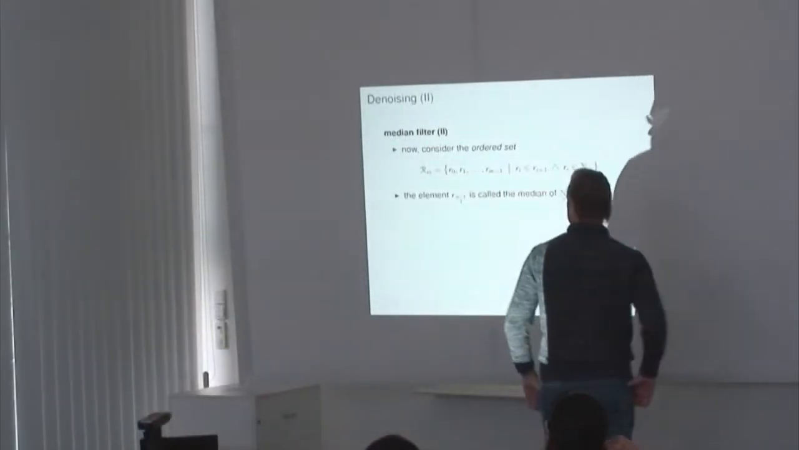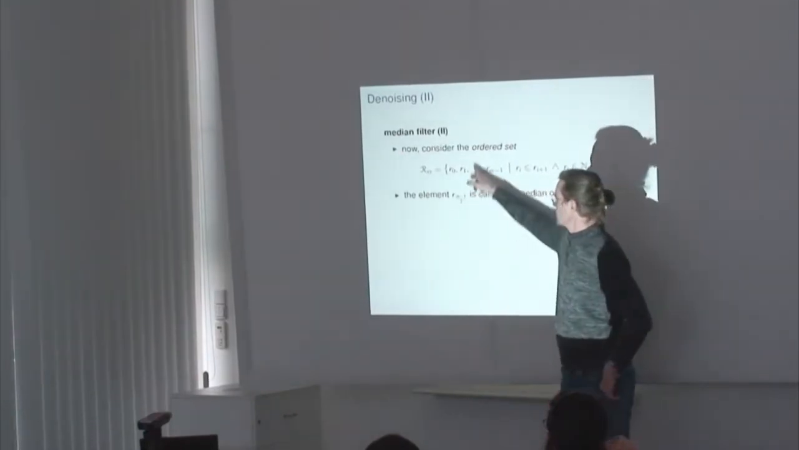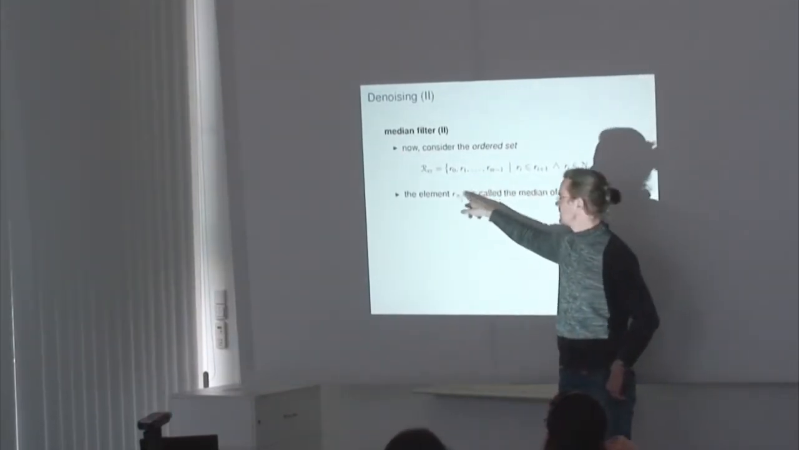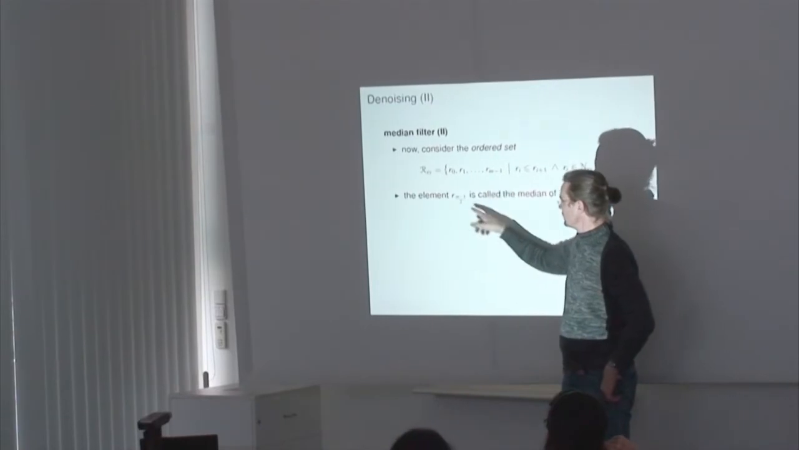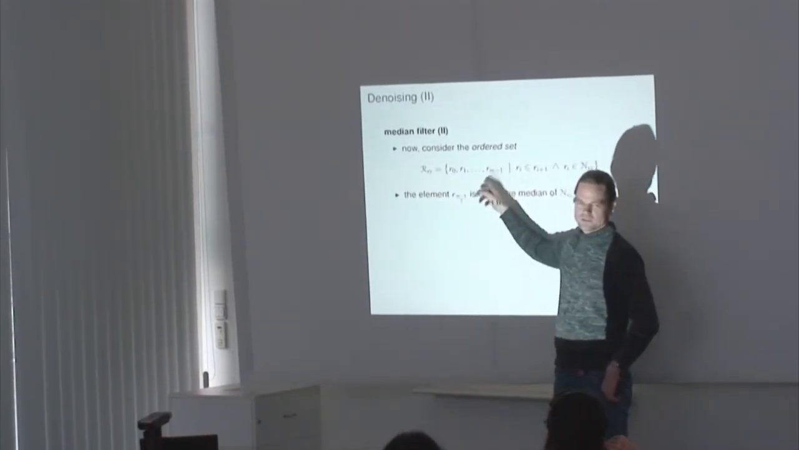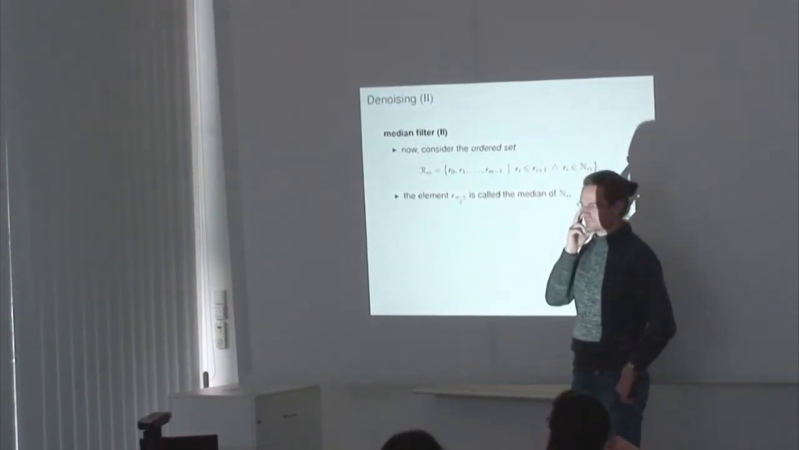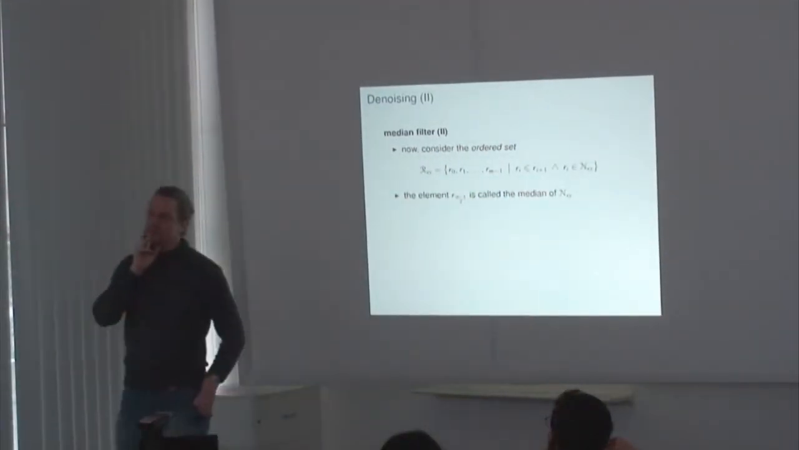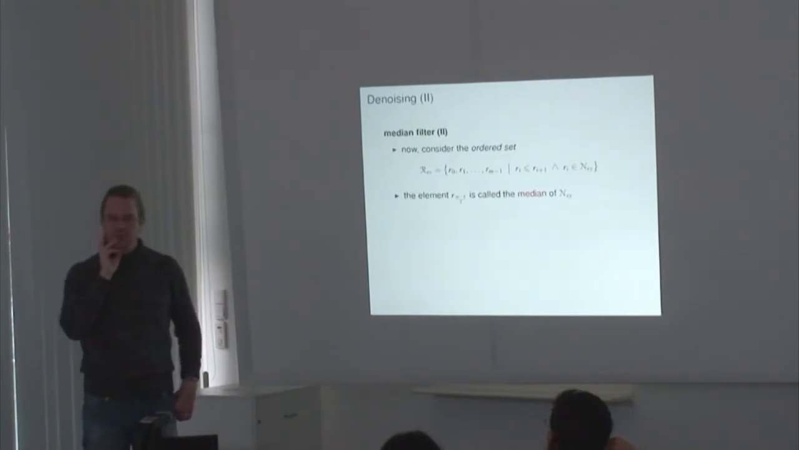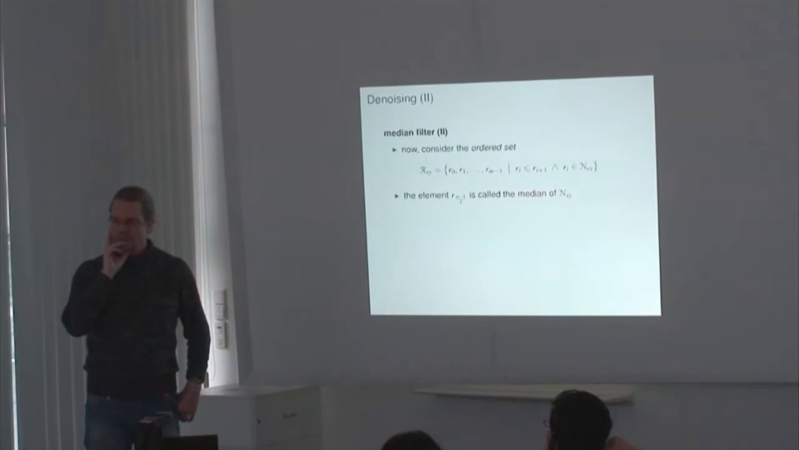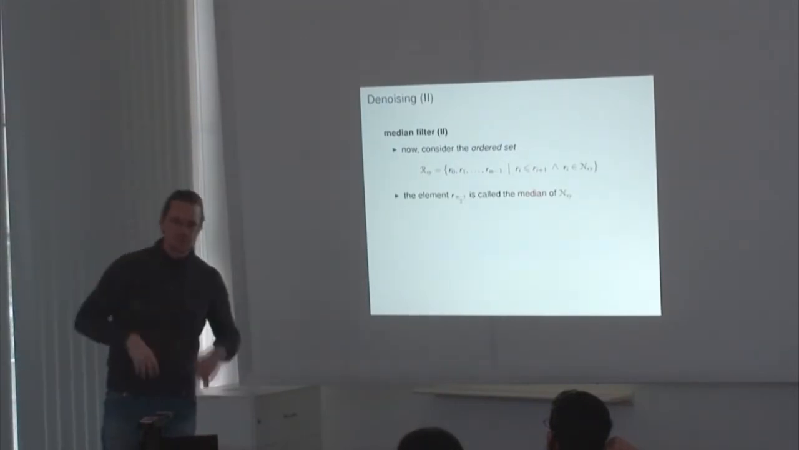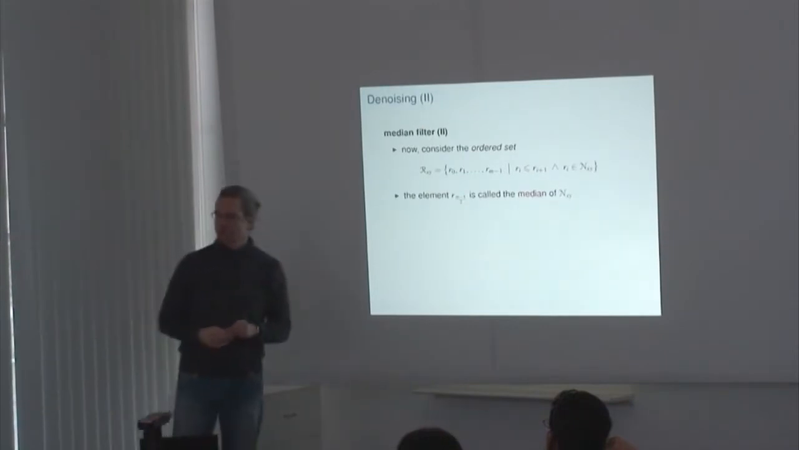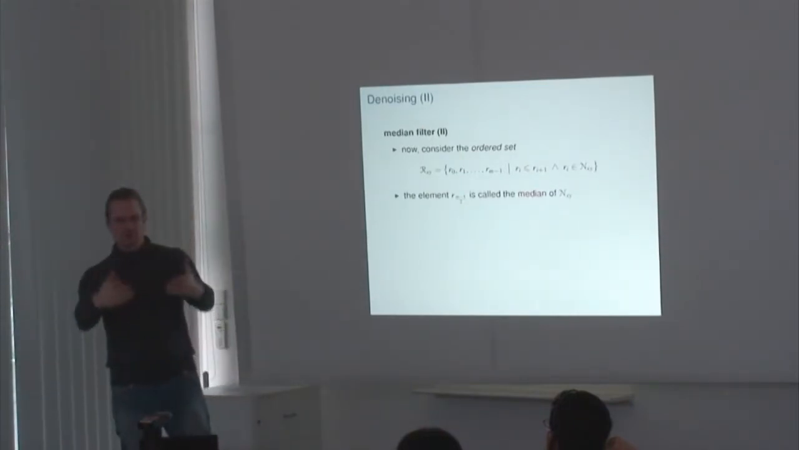Now, R of m minus 1 over 2 is some number here. I have ordered them, and now we look at the number in the middle. And that number is called the median. Have you ever heard of medians before, in statistics or so? Why are they interesting? Can you tell me what is special about the median, say, in contrast to the mean?